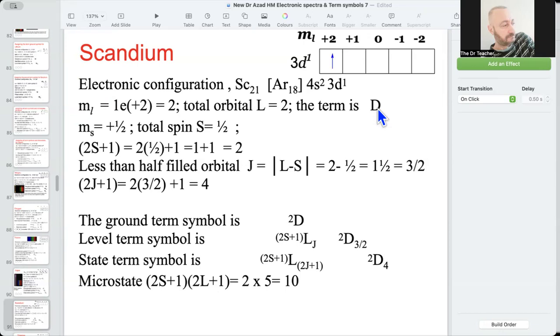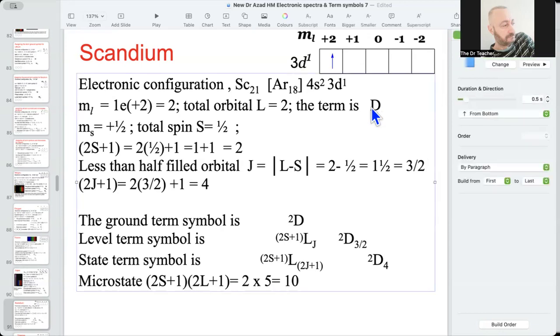You remember why? If L is 0, term symbol S. L is 1, term symbol is P. L is 2, term symbol will be D. So now you have the D term symbol. I like to do it italic, bold. Now MS: the total MS is only one electron, so it's plus half. So the total spin is plus half.